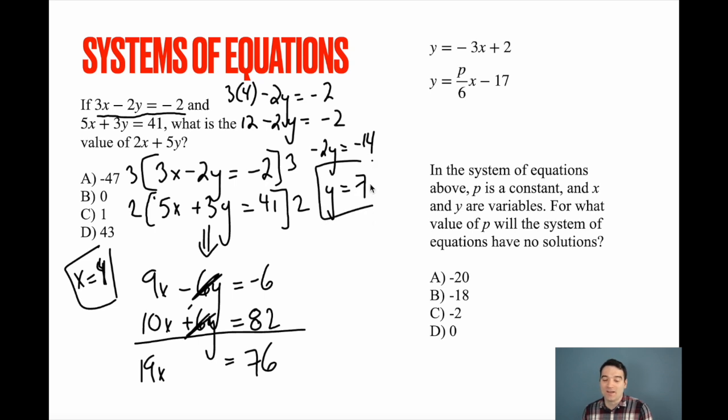Y equals 7. But wait, we're still not done because it wants to know the value of 2x plus 5y. So all I got to do now is plug it in. 2 times 4 is 8, plus 5 times 7, 35, plus 8 is 43.